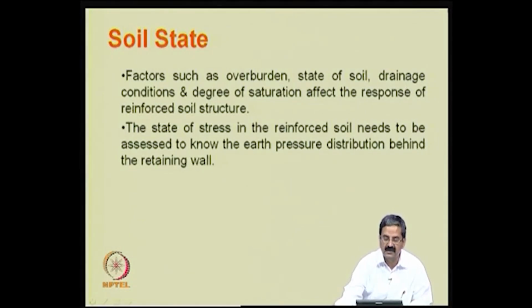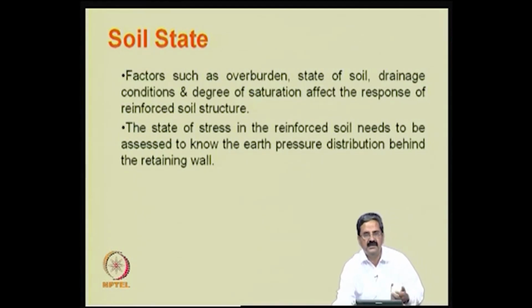And the state of the soil is also whether it is dense or loose. We have seen that it should be a very dense material. Why? Because it has a tendency for development of negative pore pressures when the density is quite high, and negative pore pressures will increase the effective stress.